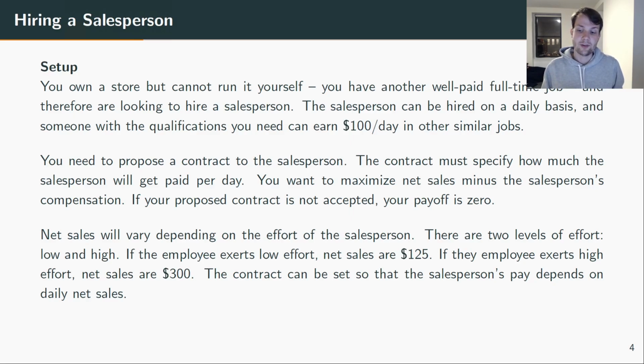So the contract we can write allows us to make the pay contingent on the sales. We cannot observe the effort the salesperson puts in, but we do see how much is going to be sold at the end of the day. And if we see the number is high, we can infer that effort must have been high, and we can pay a bonus.